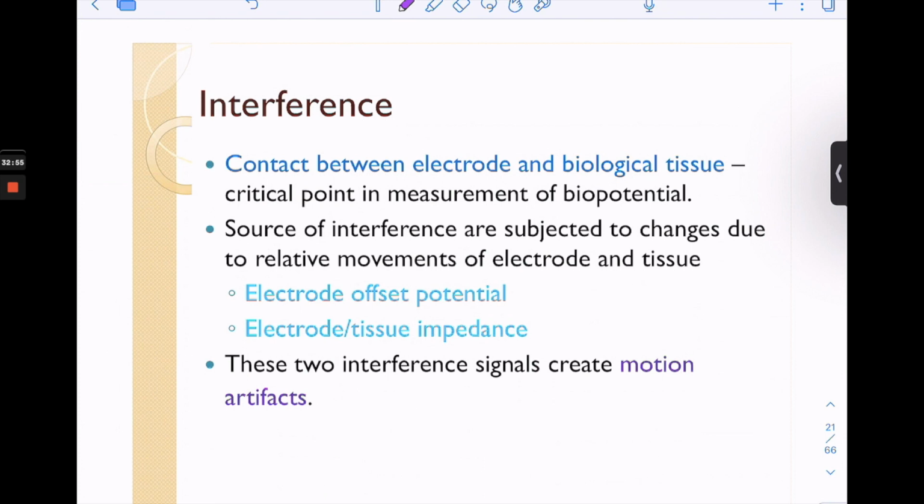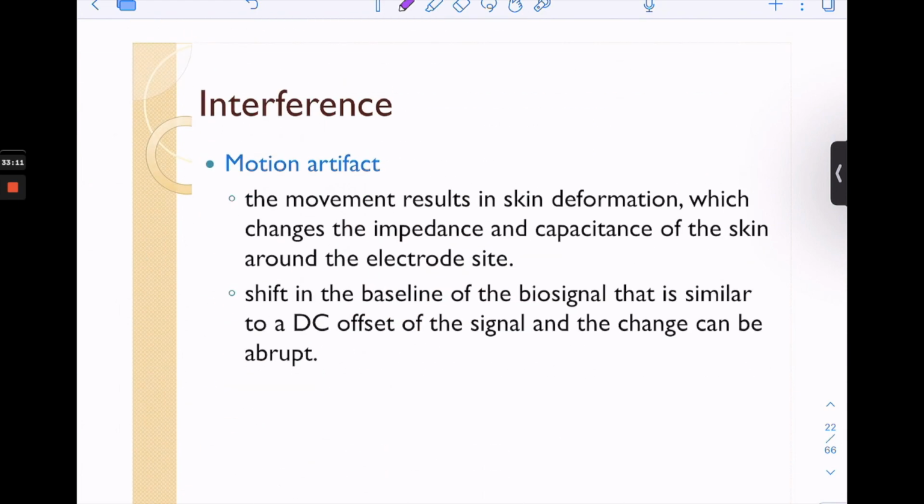So that's why when we measure, we want the patient to be as relaxed as possible and minimize any possible movement, so that we don't want to have this kind of interference. Okay. See, motion artifact is where the movement results in skin deformation, which changes the impedance and capacitance of the skin around the electrode site. So when we move, it will cause skin deformation, and this skin deformation will change the impedance and capacitance of the skin around the electrode sites.